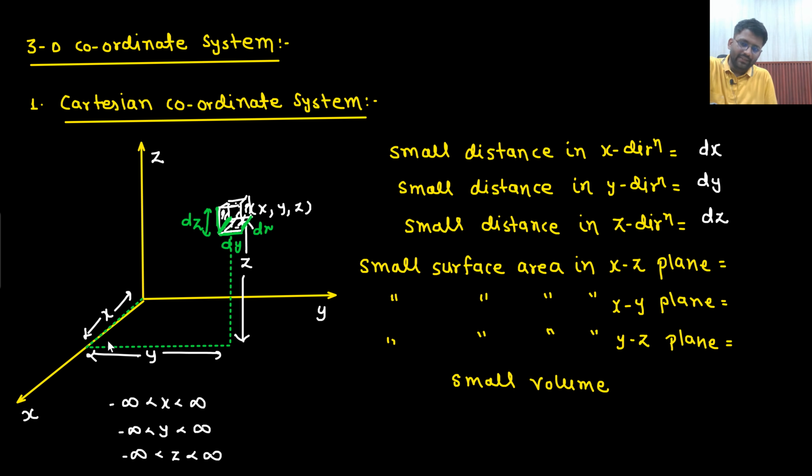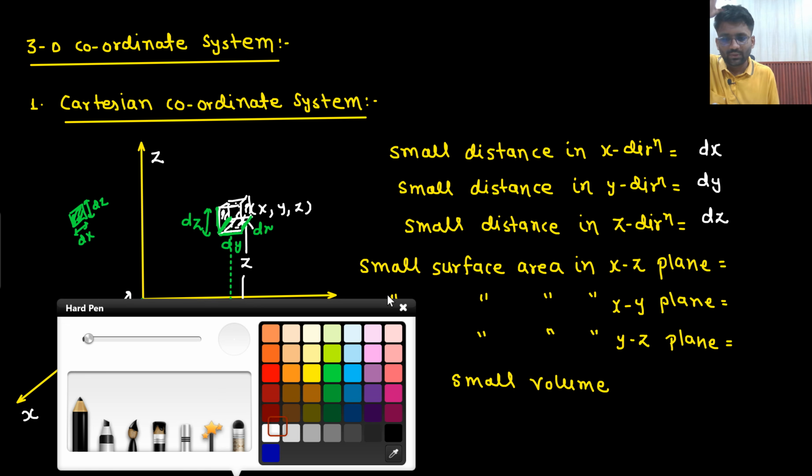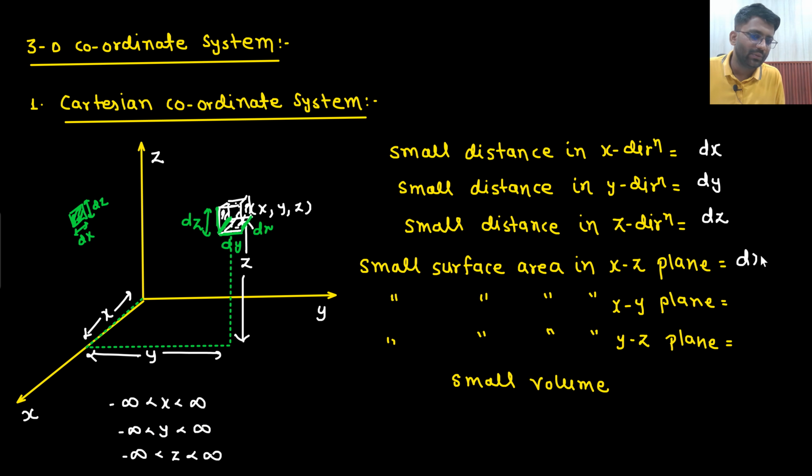So in zx plane, if I need to take a small area, what that would be? Here this distance would be dx and this distance would be dz. So what will be that small area? That would be nothing but dx into dz. Similarly, in xy plane it will be dx dy. In yz plane it would be dy dz.